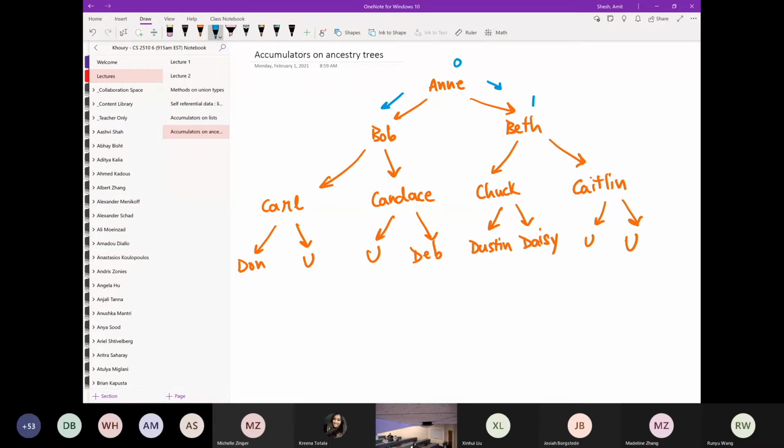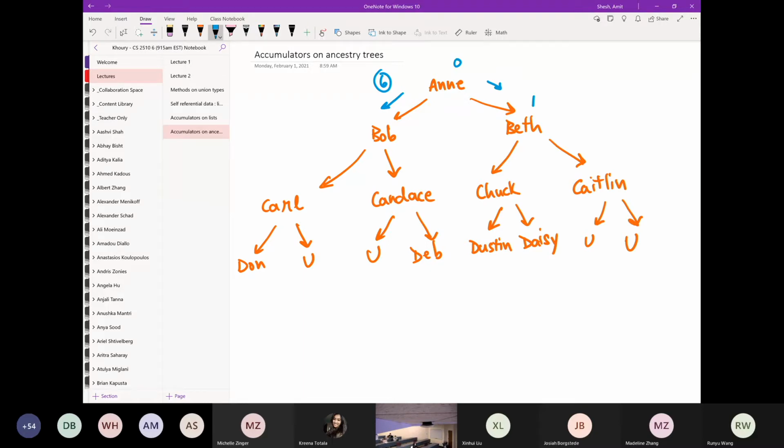It's the second time you call it. So if our accumulator is counting the number of persons seen thus far, by the time I reach Bob, how many persons have I seen thus far? Anne, Beth, Chuck, Caitlin, Dustin, and Daisy. So to stay true to the definition of my accumulator, I should be passing the number 6 to it. Okay? So this is what should get passed here, if the accumulator is supposed to represent the number of people I have seen thus far.